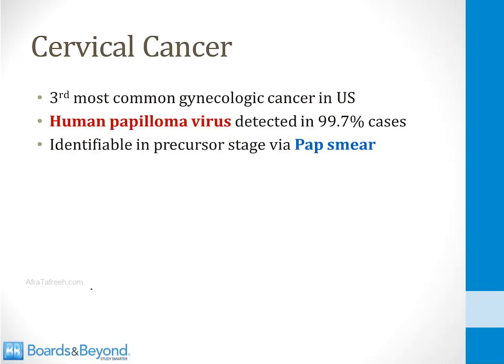The main disorder of the cervix you need to know for the Step 1 exam is cervical cancer. It's the third most common gynecologic cancer in the United States. Human papillomavirus is virtually always a component. Most women who have this cancer have infection with HPV, and you can identify the precursor stage with a pap smear, and that's why pap smears are routinely done on women to screen for cervical cancer.